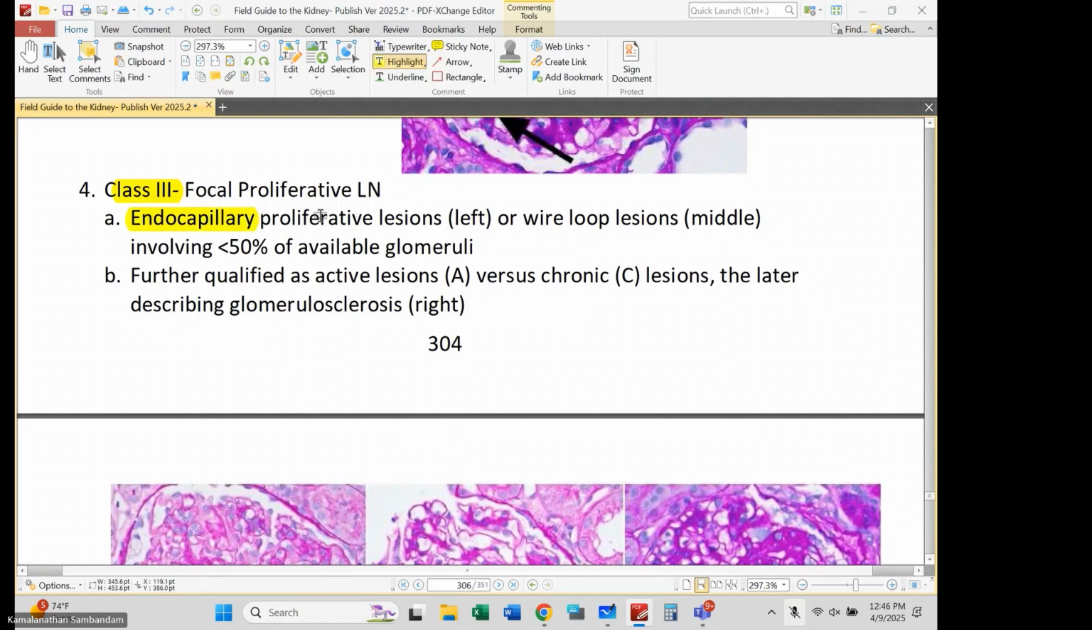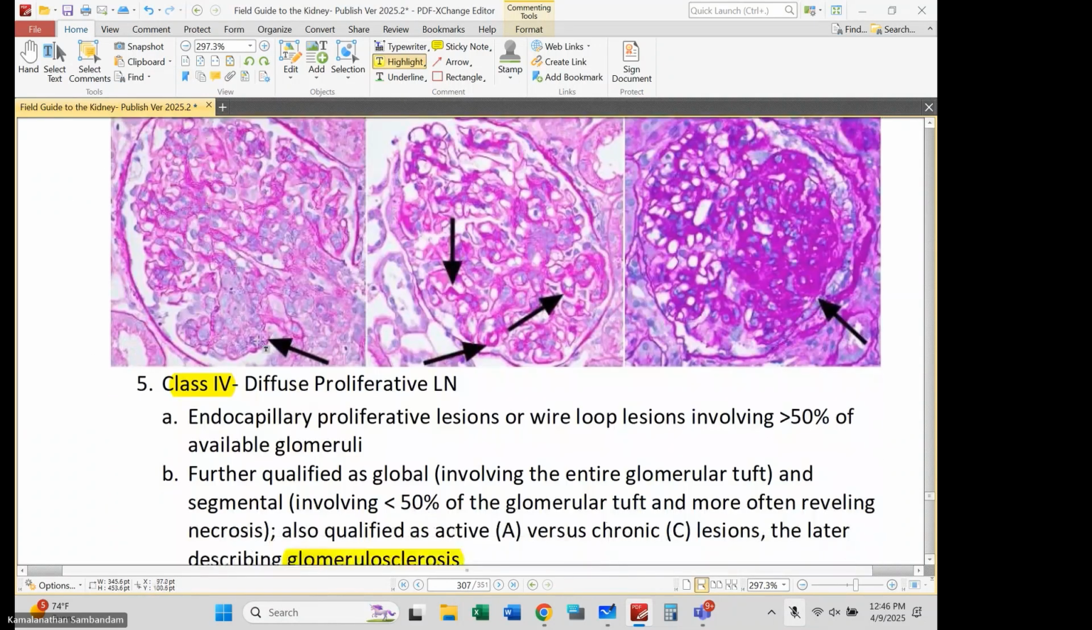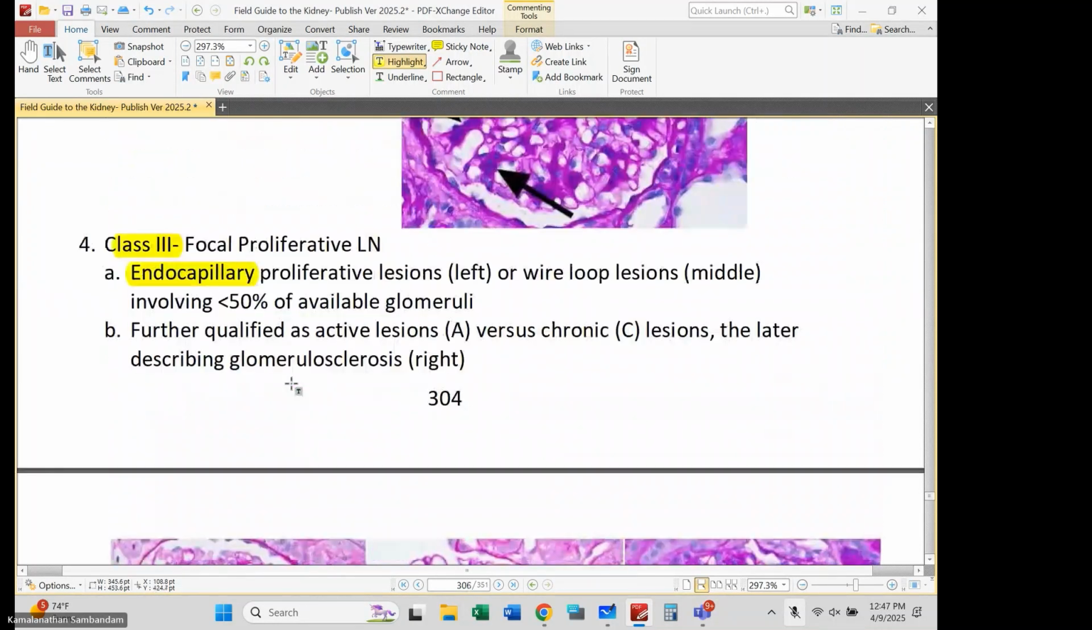demonstrated by the presence of endocapillary hypercellularity. And if it's less than 50% of the glomeruli involved, we call it a class 3. If I have endocapillary hypercellularity and greater than 50%, I call it a class 4. That distribution would be diffuse if I'm greater than 50%. Okay, gone over those adjectives multiple times. I won't belabor it.